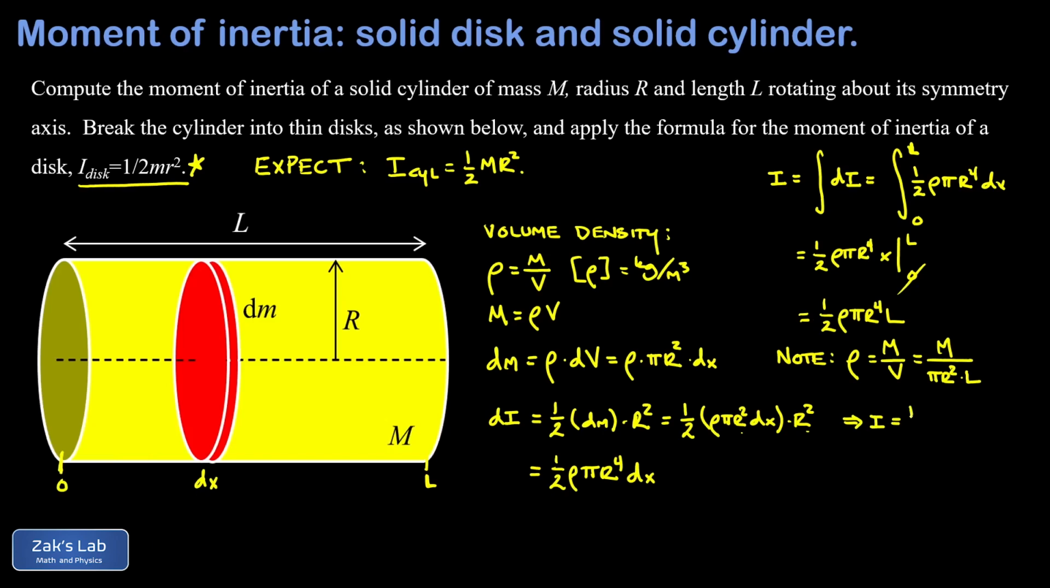Making this substitution, we get 1/2 times rho, which we now replace with M over pi R squared L times pi R to the fourth times L. And the pi's cancel. 2 factors of R cancel, leaving me with an R squared in the numerator. And the L's cancel. And I'm left with a moment of inertia for the solid cylinder of 1/2 MR squared, which again is what we expected because it has the same mass distribution as a disk. It's just a disk smeared out into a third dimension.